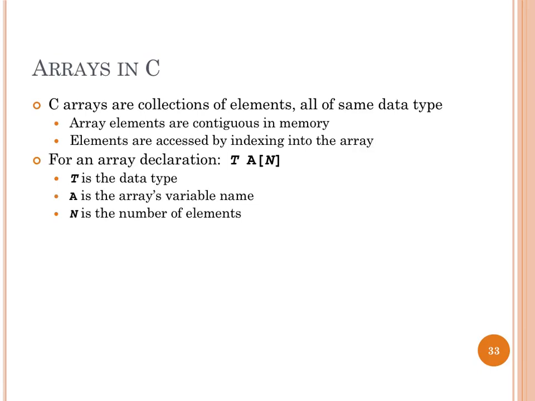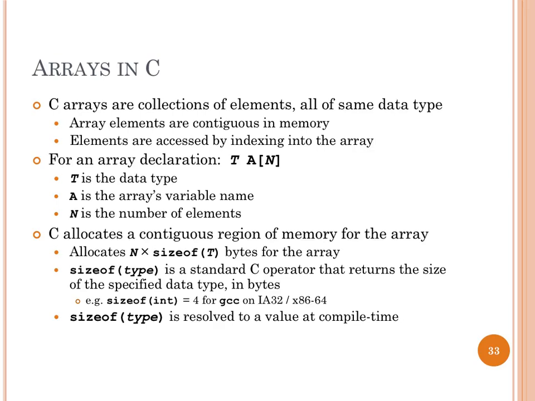Okay? So we have an array declaration. The variable's name is A. We have n elements and T is the type. What C does is it allocates a contiguous region of memory that is the size on the slide. So we take sizeof T, which is a compile time value. The compiler always knows how to calculate sizeof. I mean, it should. It's the compiler, right? It needs to know how big types are so it can lay things out in memory.